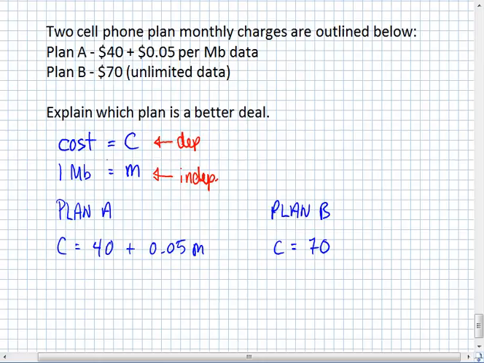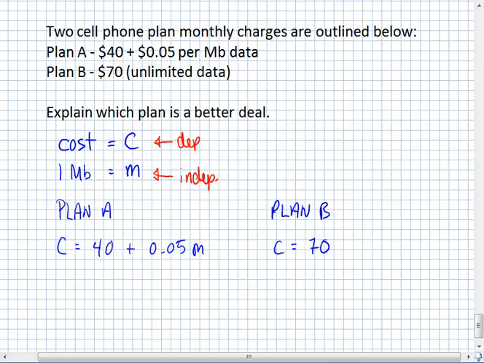So for plan A, it's $40 plus 0.05 per megabyte. Whenever you see per, I want you to think slope, because slope is rise over run. It's something per something, rise per run. Okay, so this is a rate of change, the per there.